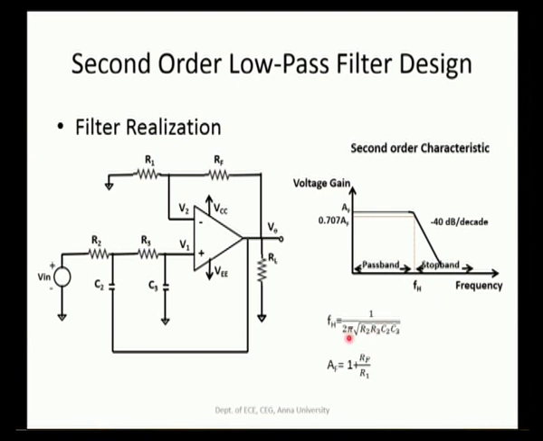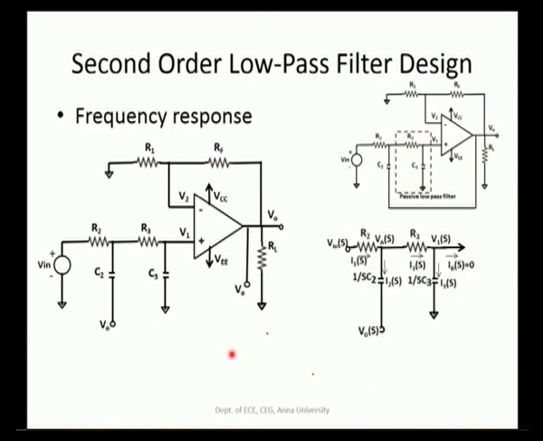The characteristic obtained from this filter will be this, and the cutoff frequency, whose derivation we will see, is given by 1 by 2 pi root of R2 R3 C2 C3, these resistances and capacitances. The gain, since it is a non-inverting configuration, is given by 1 plus Rf by R1. So, let us see this 3 dB frequency derivation here.